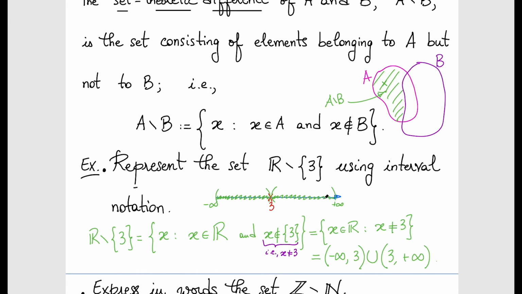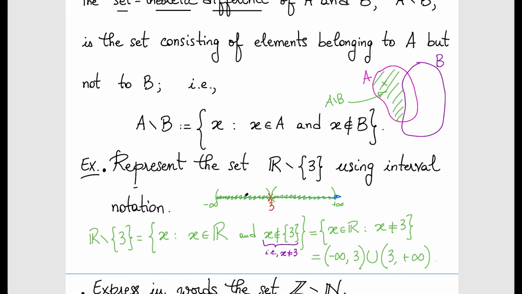3 to plus infinity. So one more time. The question is, represent this set, which means all the green guys, using interval notation. Interval notation using those guys, right? The intervals that we just discussed above. Well, how can we do it?